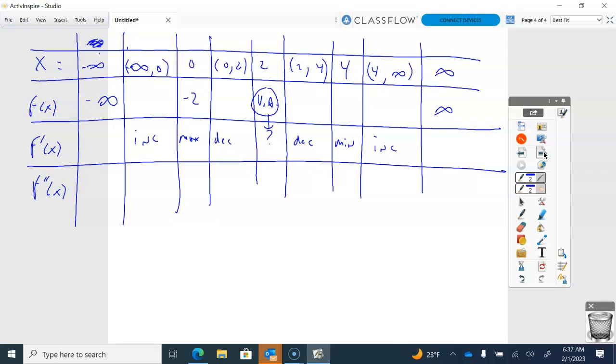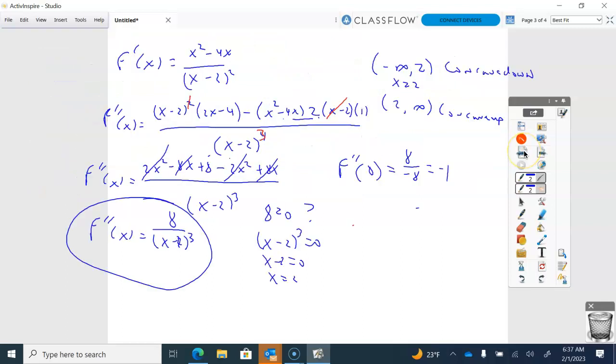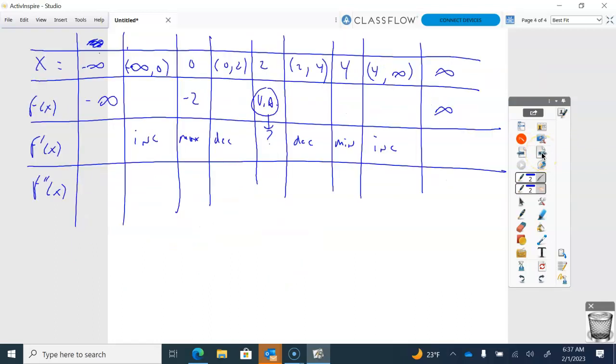Fair enough. Moving on. Second derivative. Second derivative talks about concavity. Concavity, I'm concave down all the way up to 2, and concave up afterwards. So I'm concave down, concave down. Then something weird happens here.